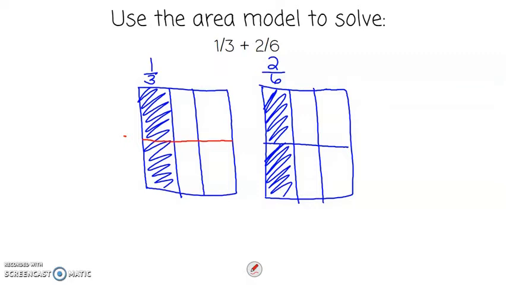Now I can add the fractions because the visuals represent the same size pieces. 2/6 plus 2/6 is equal to 4/6. Therefore, 1/3 plus 2/6 is equal to 4/6.